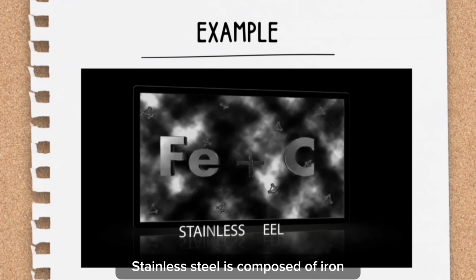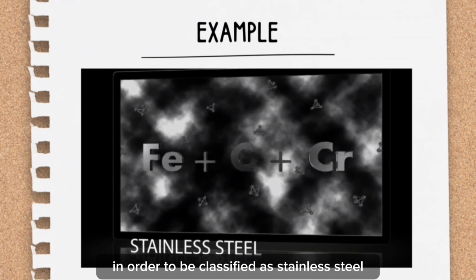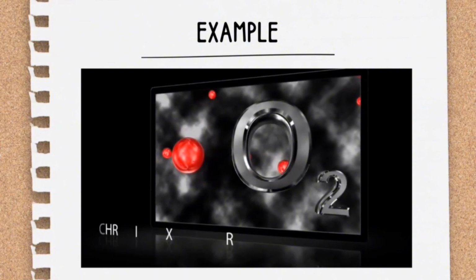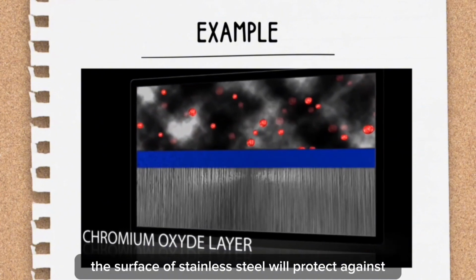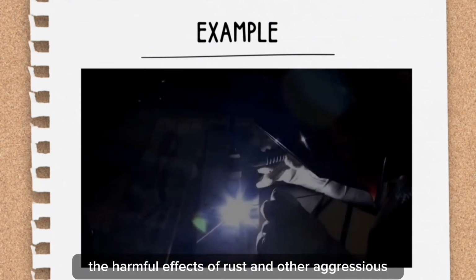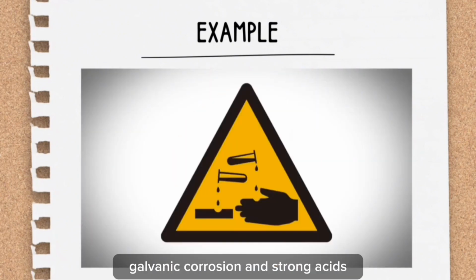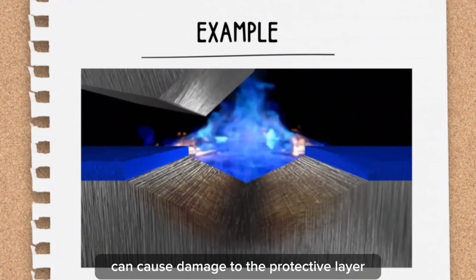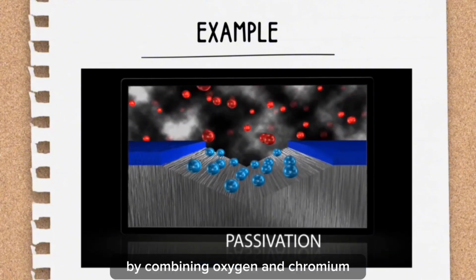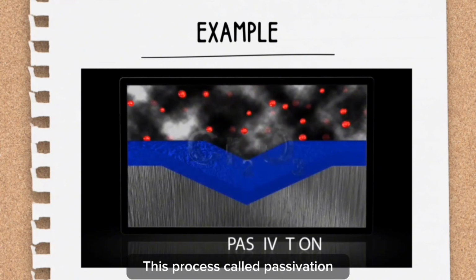Stainless steel is composed of iron, carbon, and chromium. In order to be classified as stainless steel, the material has to contain at least 10.5% of chromium. The chromium oxide layer that appears on the surface of stainless steel will protect against the harmful effects of rust and other aggressions. Thermal treatments such as welding, mechanical abrasion, galvanic corrosion, and strong acids can cause damage to the protective layer. Fortunately, by combining oxygen and chromium, this protective layer can reform. This process is called passivation.